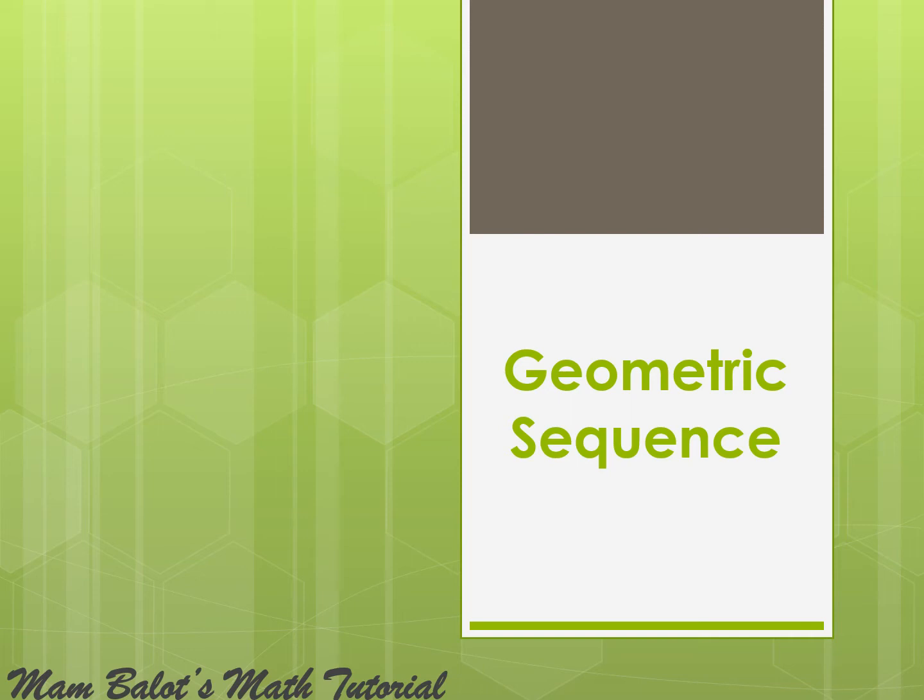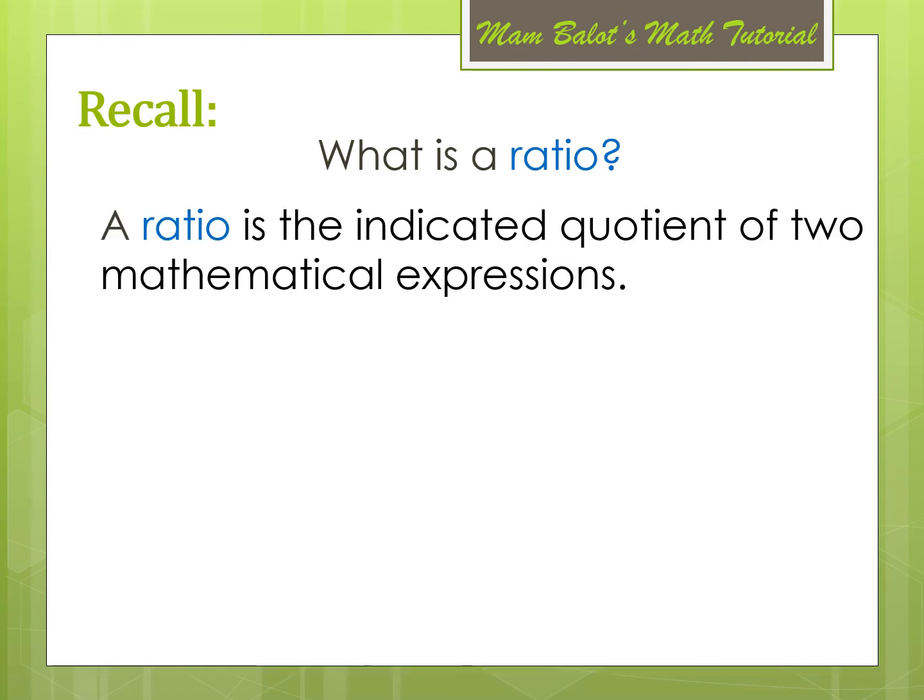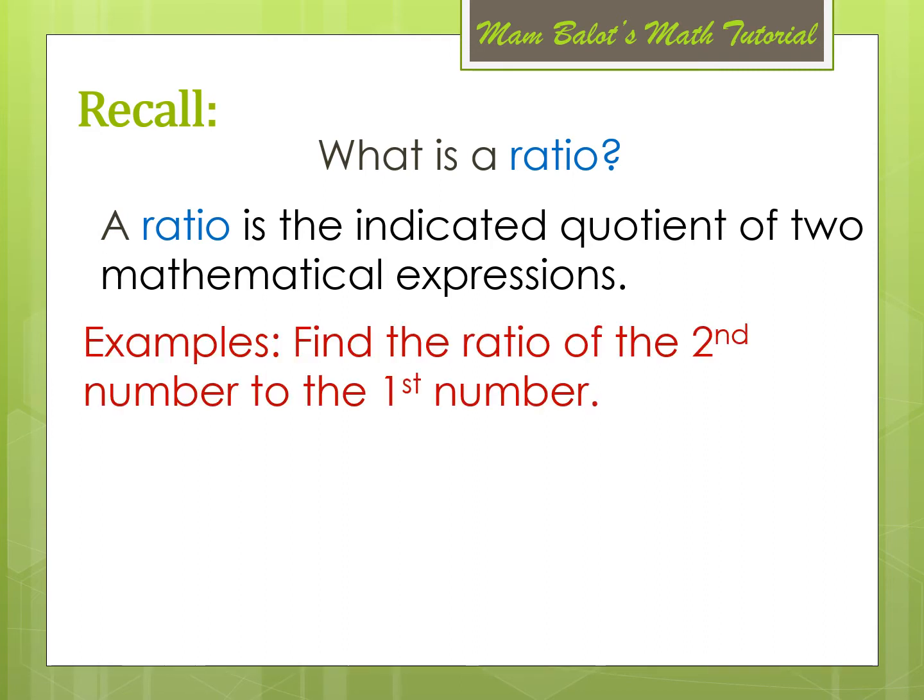Last time we had already discussed all about the arithmetic sequence. We will now proceed to the next kind of sequence, which is the geometric sequence. But before that, let us recall what is a ratio. A ratio is the indicated quotient of two mathematical expressions. So we have an example here.